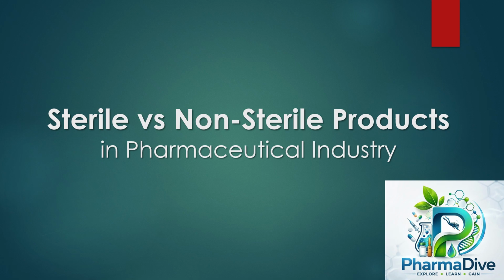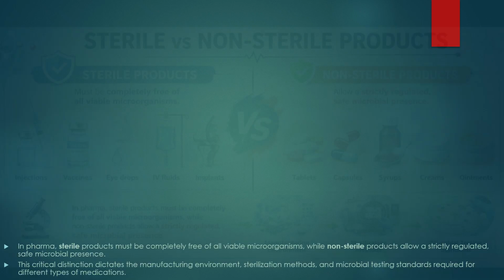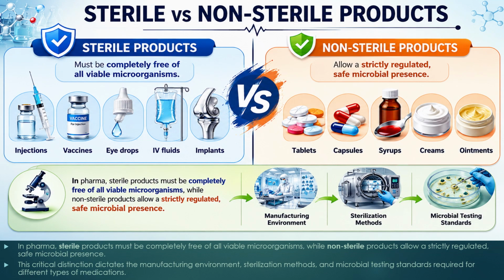Today's topic is sterile versus non-sterile products in the pharmaceutical industry. Pharmaceutical products are classified into sterile products and non-sterile products. Sterile products must be completely free of all viable microorganisms, while non-sterile products allow a strictly regulated safe microbial presence. This critical distinction dictates the manufacturing environment, sterilization methods, and microbial testing standards required for different types of medications.